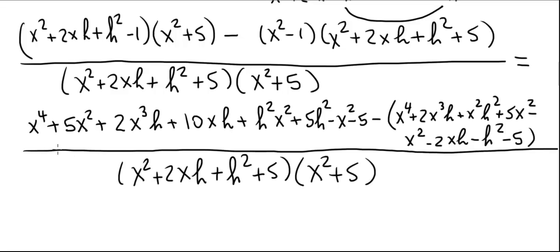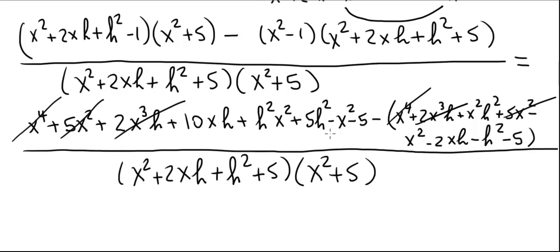Now look at the numerator. Many things will cancel, starting with x to the fourth cancels with x to the fourth. 5x squared minus 5x squared over here cancel. In fact, there's a term when we're subtracting 2x cubed h, so we can cancel that.